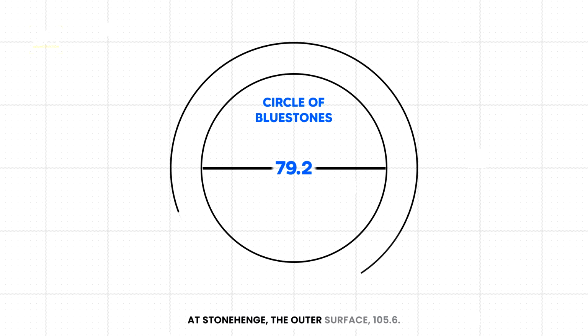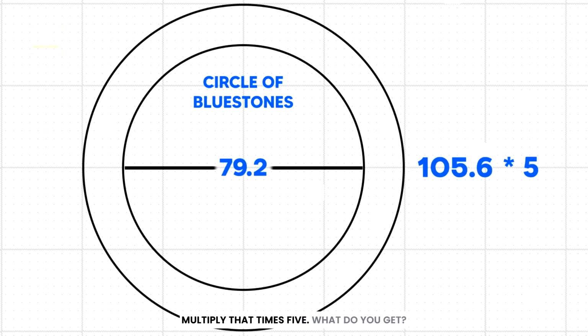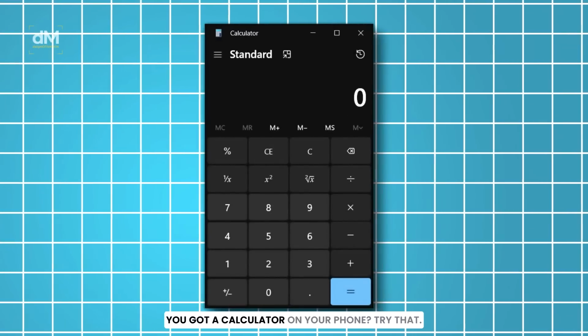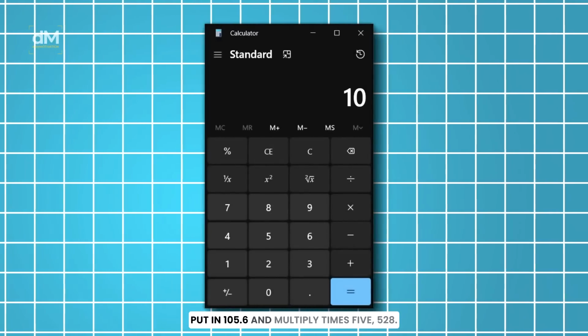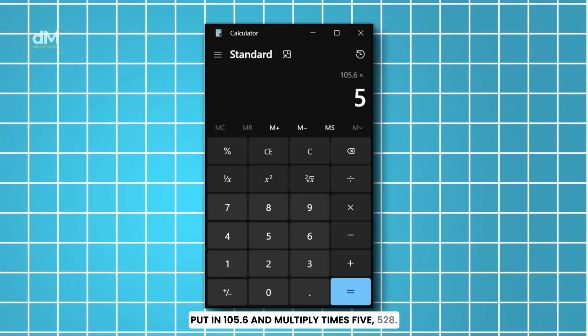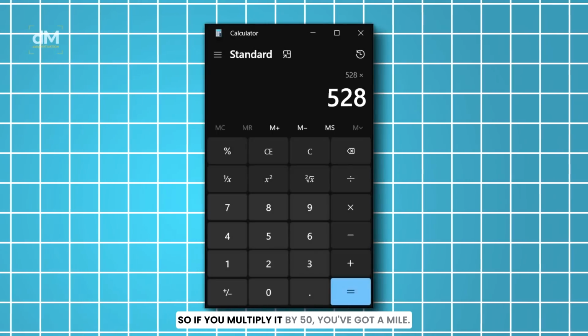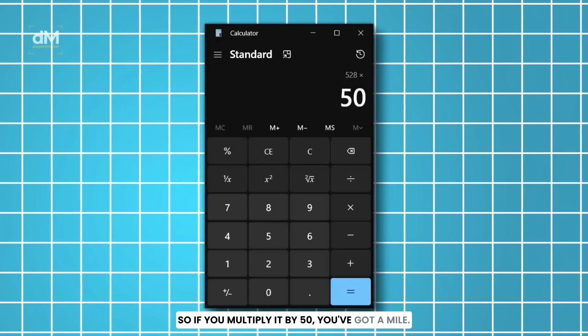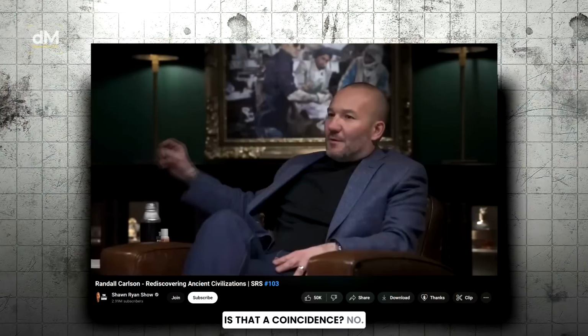The outer surface, 105.6, multiply that times 5, what do you get? You got a calculator on your phone? Try that. Put in 105.6 and multiply times 5, 528. So if you multiply it by 50, you've got a mile. Is that a coincidence? No.